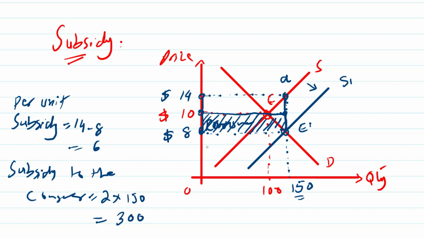And subsidy to the producers is this much. Initially, producers were getting a lower price, that is $10. Now they are getting $14. So government is also giving them extra relief, right? So subsidy to the producer.